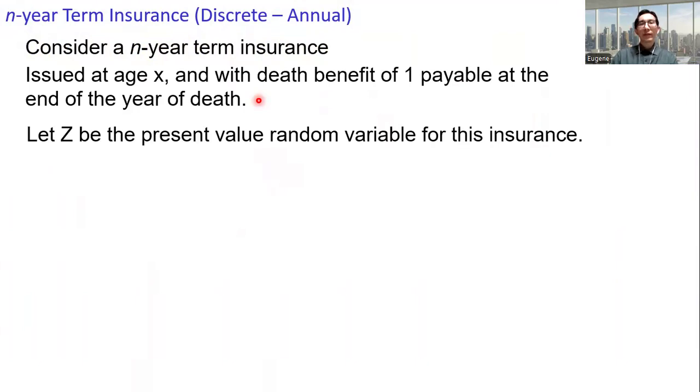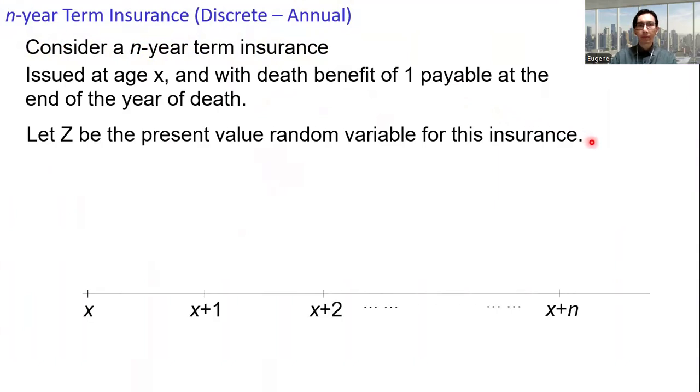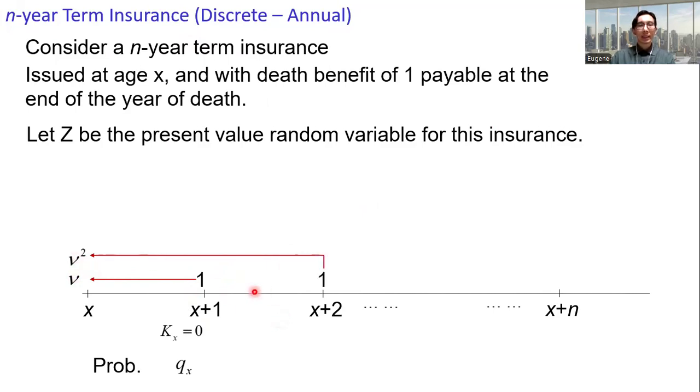Let Z be the present value random variable for this insurance. If the individual dies before reaching age x plus 1, a death benefit of 1 is payable at this time point. The present value is nu. The probability is q_x. And if the individual dies in the second year of the policy, the corresponding present value is nu squared. The probability of this event is 1|q_x.